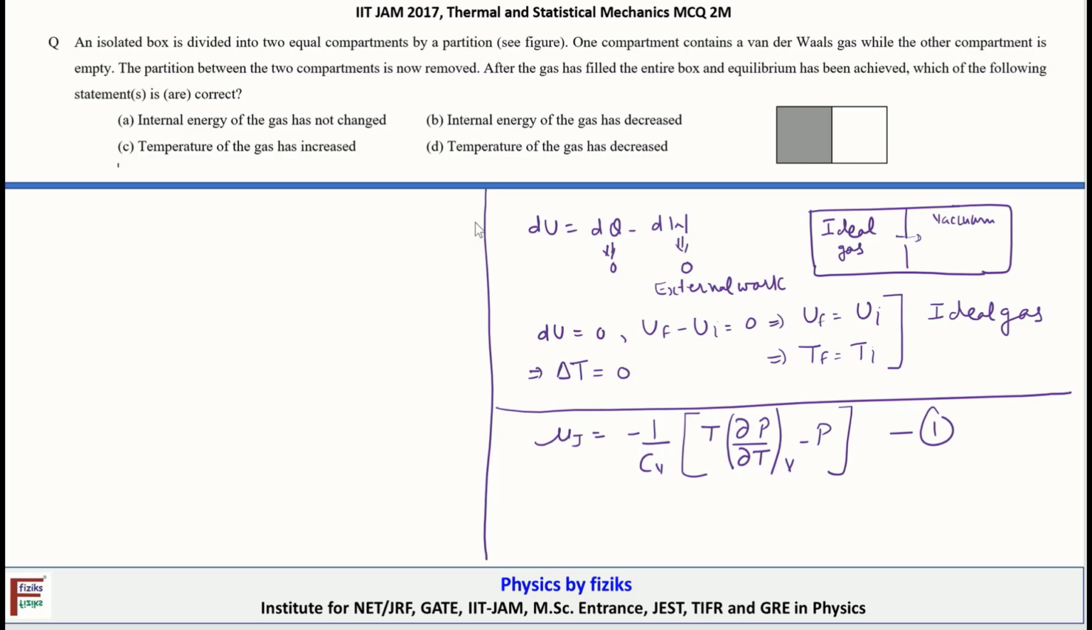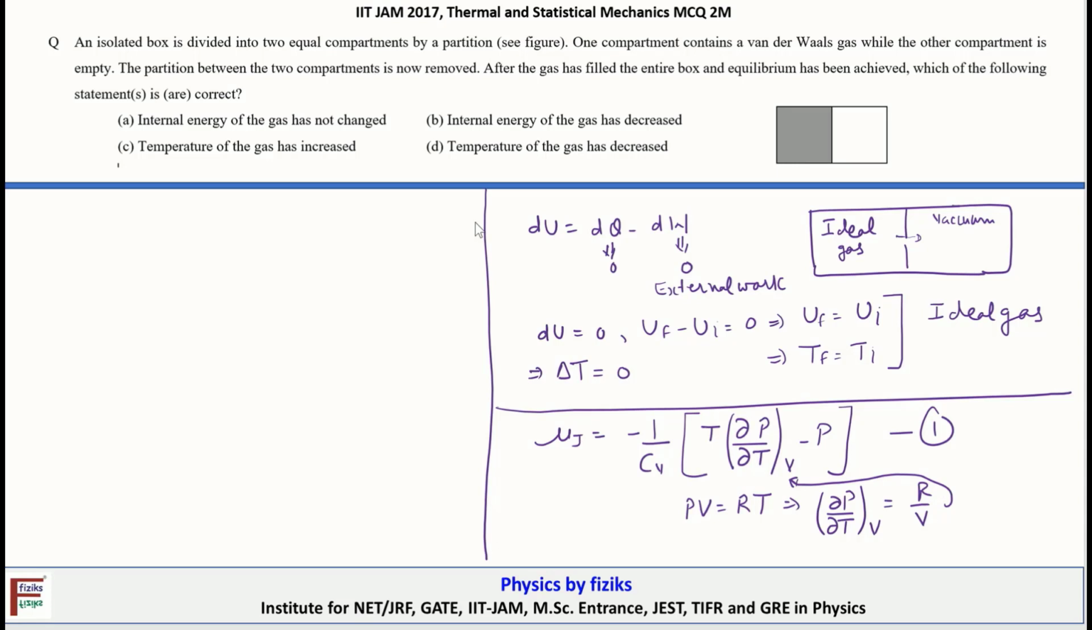And if it's 0, that will result in no change in temperature in that particular case. For instance, for the ideal gas formalism, PV is equal to RT holds. So here dP by dT at constant volume will be R by V. If we just plug in R by V here for the ideal gas, that will give us RT by V, and RT by V is again equal to P.